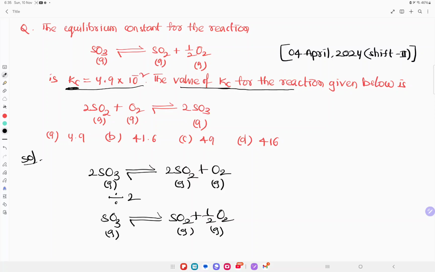From this, what can we write? If it is K2, and K1, how is the relation looking? K2 is equal to what? 1/K1 squared. Why? Because the second equation is the reverse of the first equation, K2 is equal to 1/K1, and the second equation is like the first equation divided. When we divide, what happens? I divided by 2, so the power became 2.